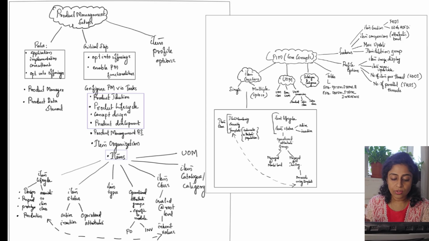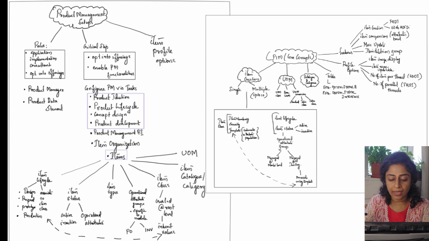A special focus is on items because they are the backbone of product management. Here we define the lifecycle phases, status, item types, operational attributes, and item classes, all of which control how the item behaves across purchasing, inventory, and other applications.